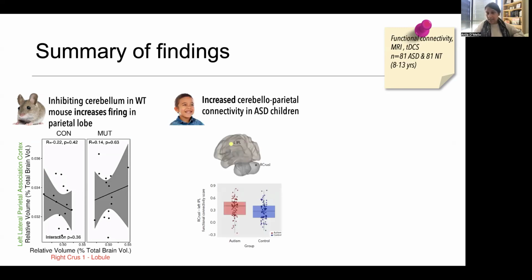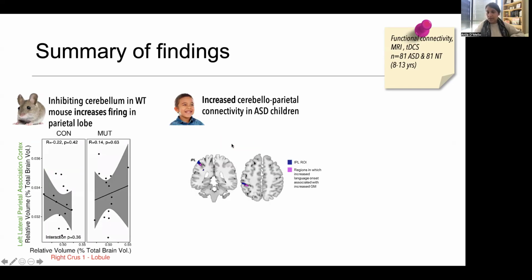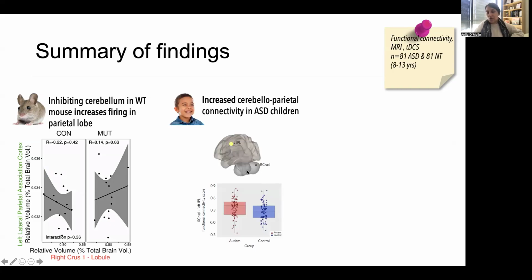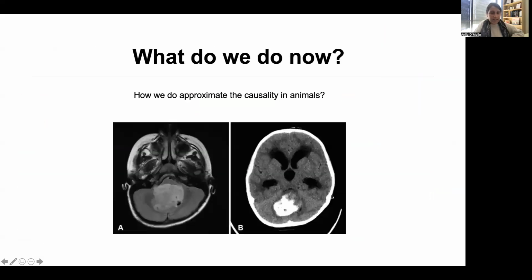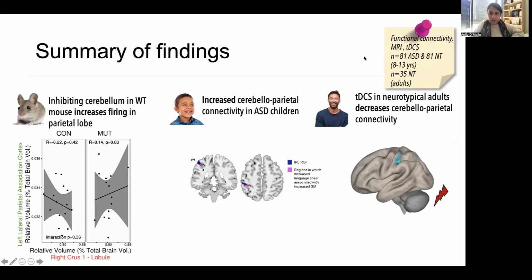Similar kind of story in kids: decreased gray matter in Wright-Kruse-1, increased volume in IPL, this converse circuit functional connectivity. And then of course, our finding in adults where we can decrease this atypical cerebelloparietal connectivity potentially in this group. And that's kind of it. I'm happy to talk more about future stuff, but I want to give us time to also talk about the paper or anything if people have questions.